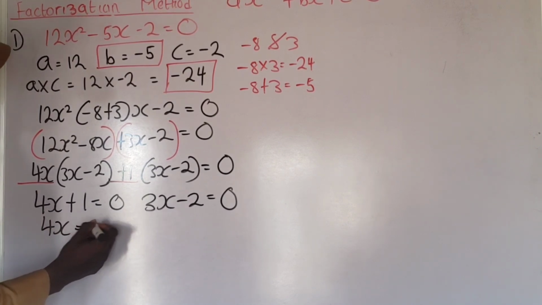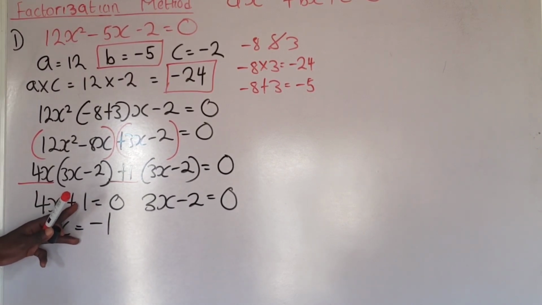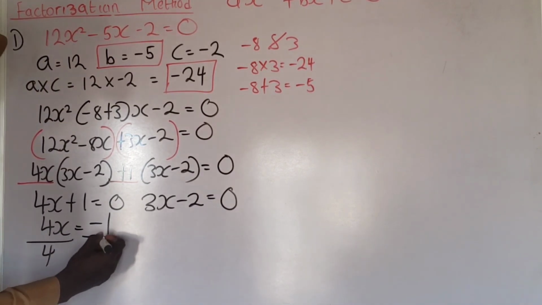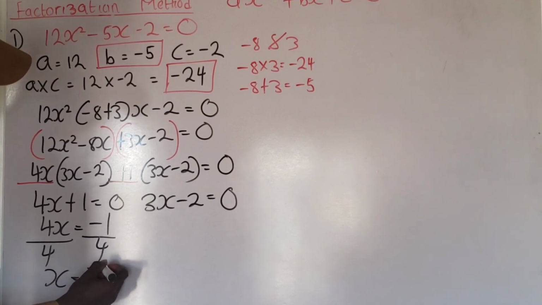4x equals negative 1, because if this plus 1 crosses the equals sign to the other side of the equation, the sign is going to change to negative. Do you understand? So for this, I'm going to have 4x equals negative 1. Divide both sides by 4. Here I'm going to have x equals negative 1 over 4.